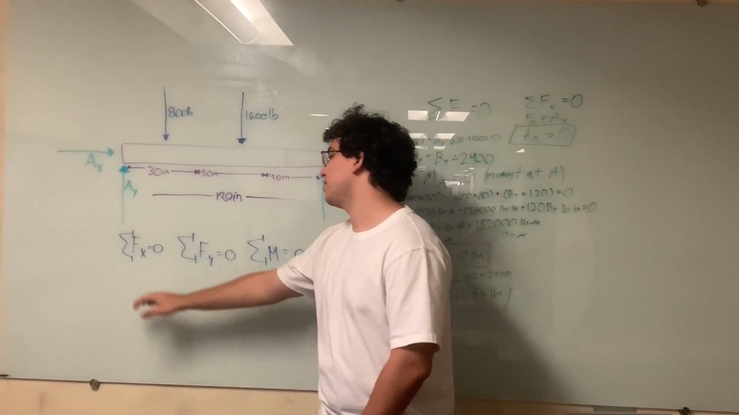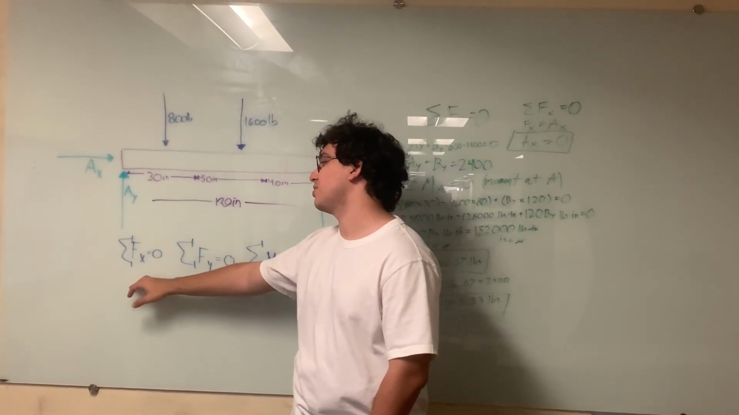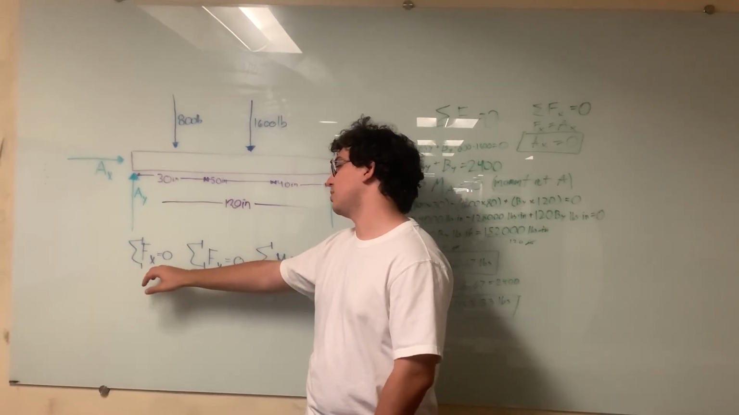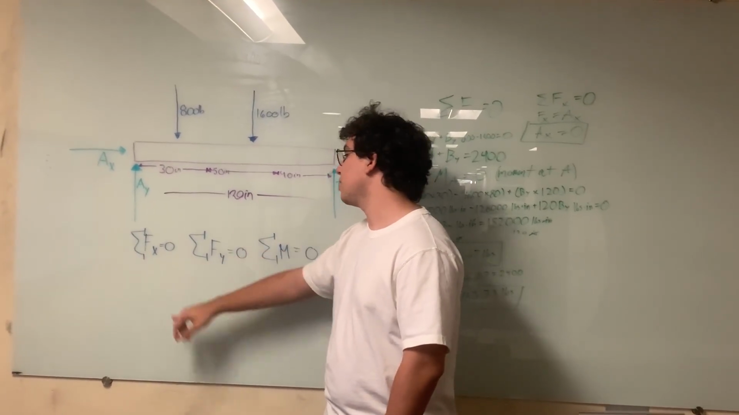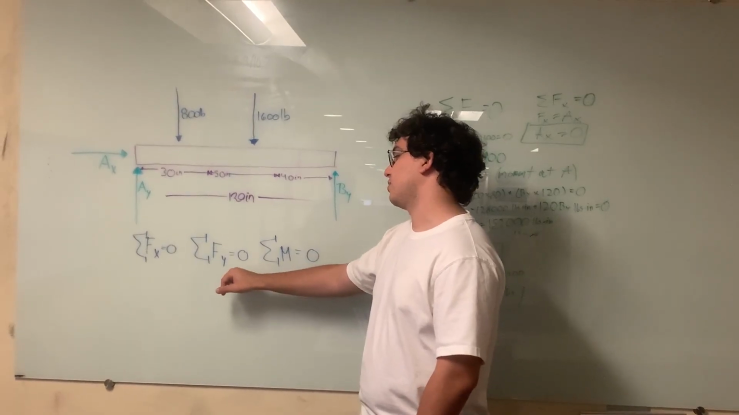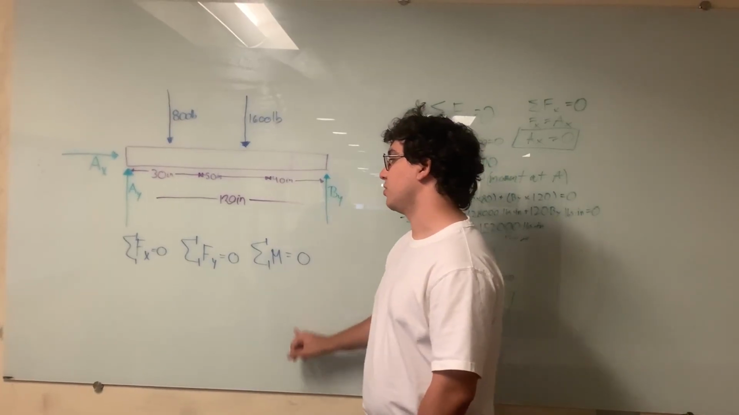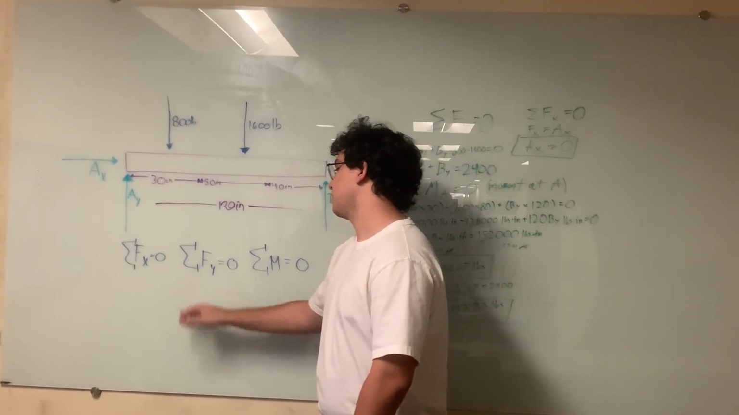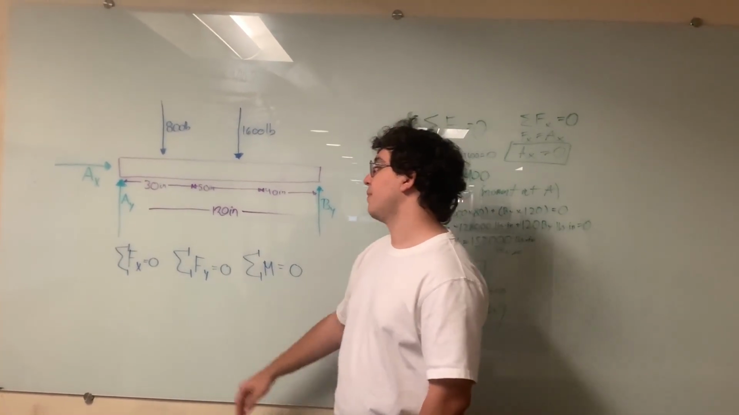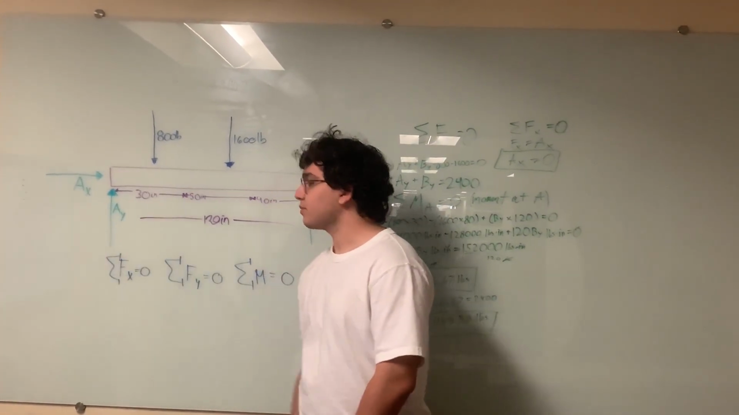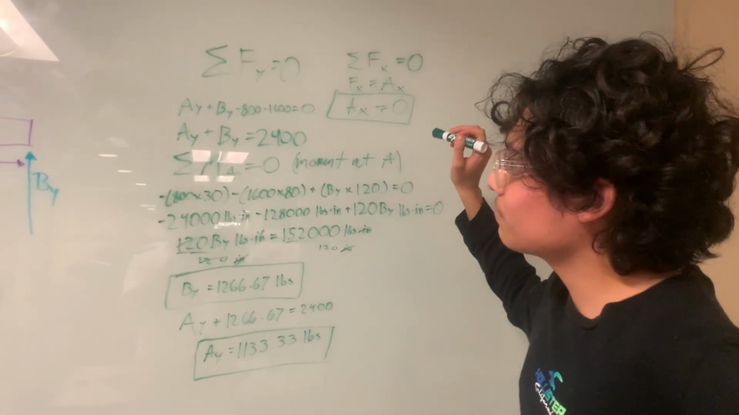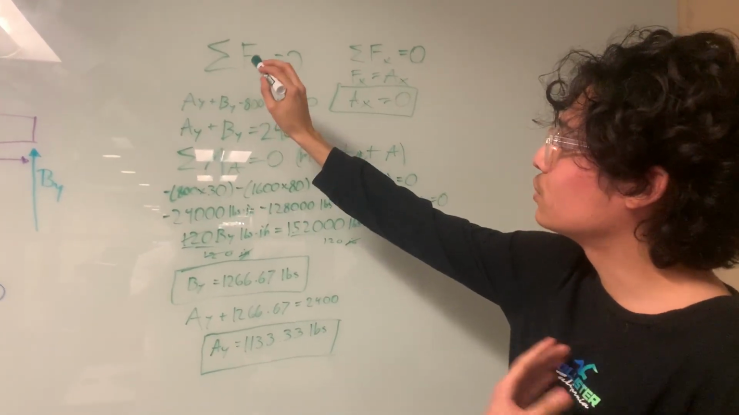We're going to be implementing these three equations: the summation of the forces in X, which is equal to 0, the summation of forces in Y, which is equal to 0, and then the moment, which we're also going to set to 0. We're going to be finding the values and plugging them into these equations so we can find the moment and then the forces at A.